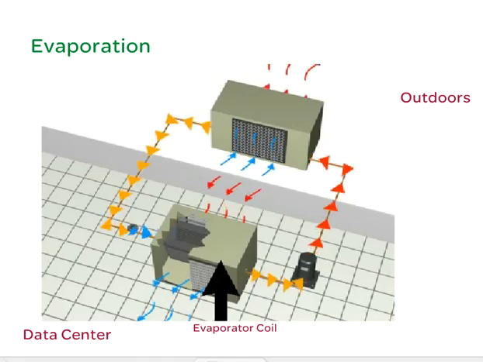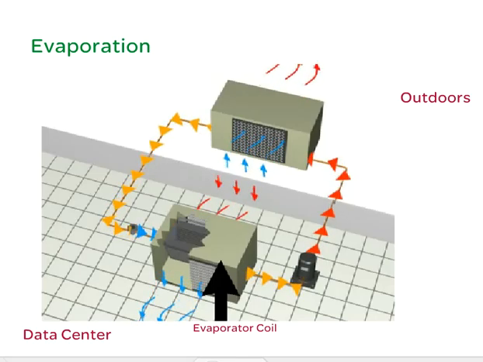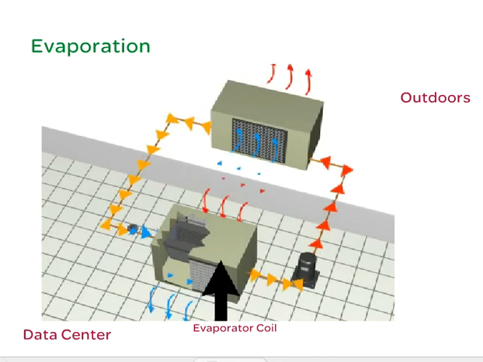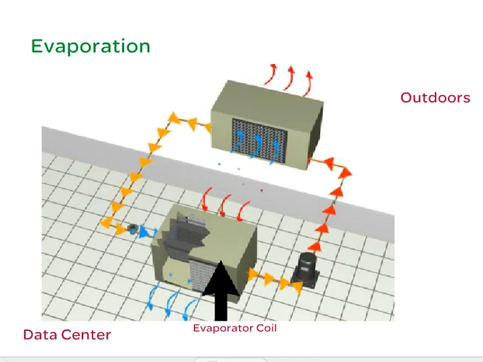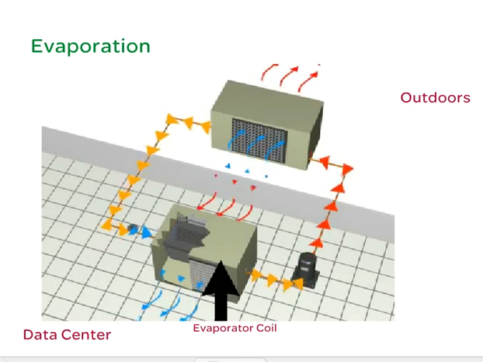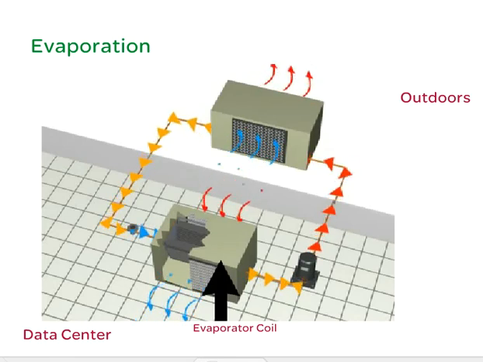Evaporation is the first step in removing heat energy from a computer room and is the first step in the refrigeration cycle. The evaporator coil acts as an automobile radiator operating in reverse.